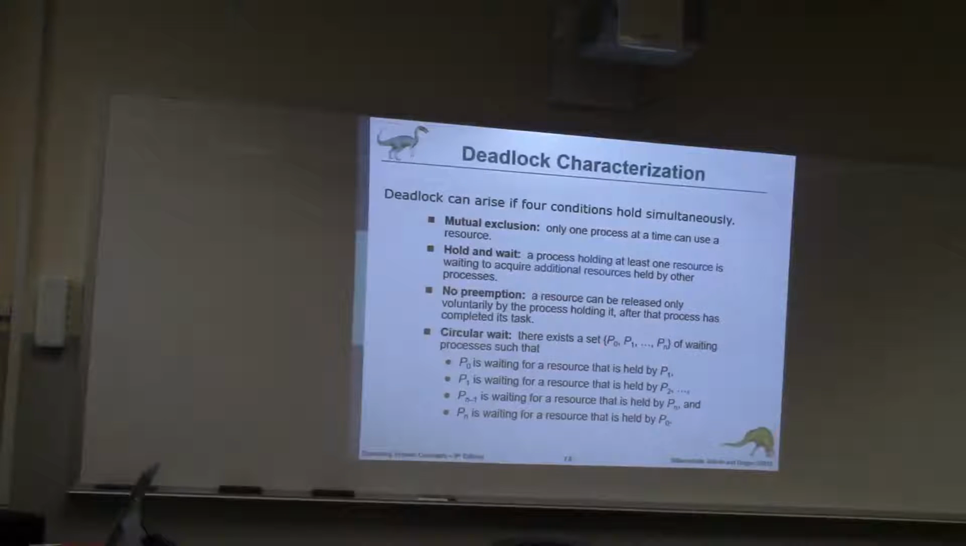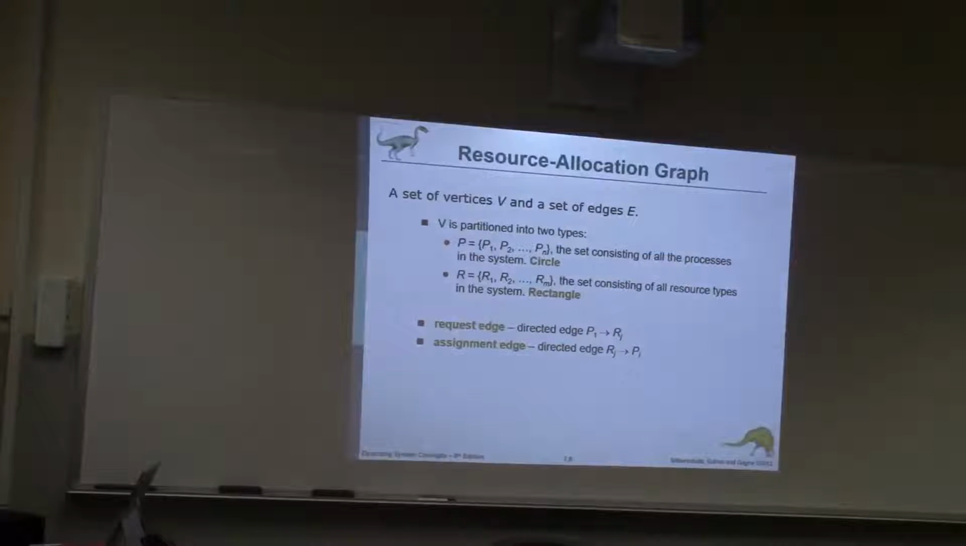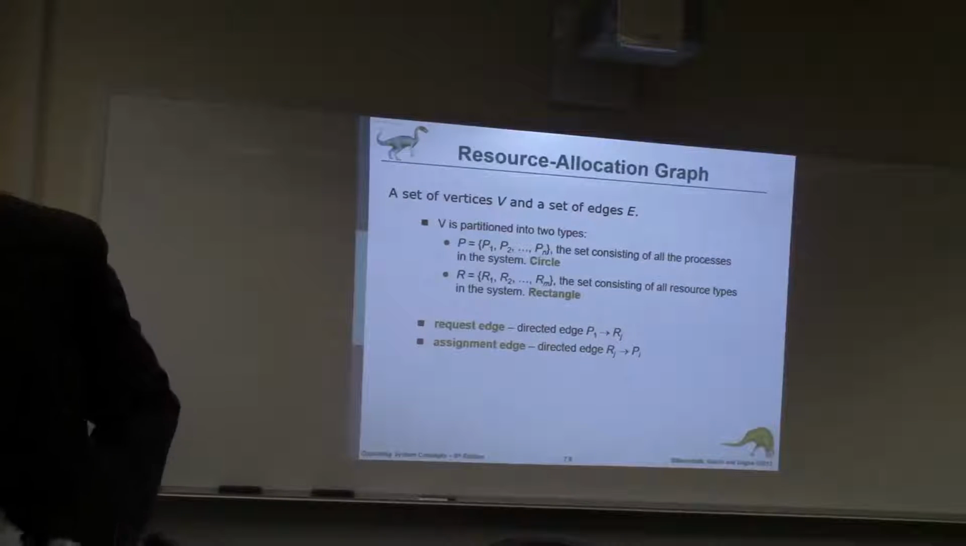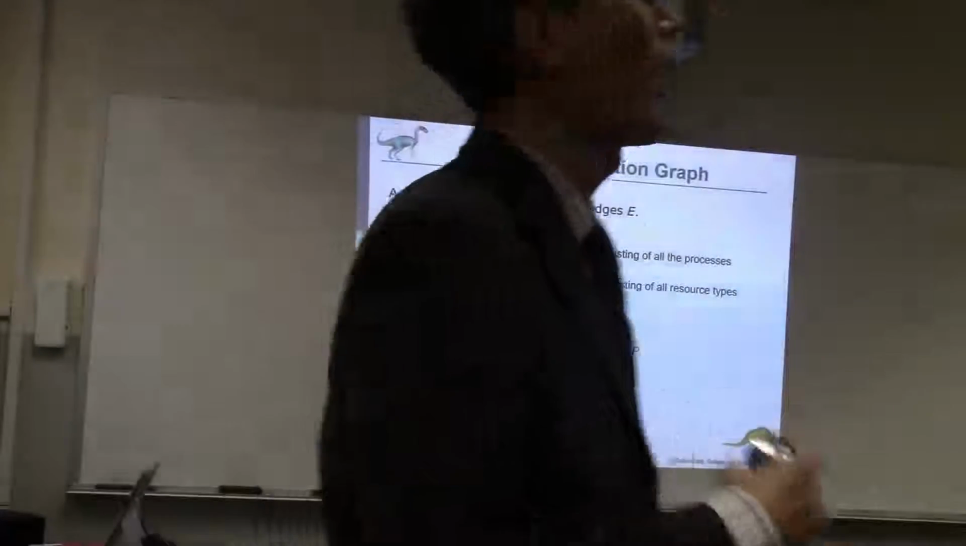So this is formally defined in case we have a number of processes and they are waiting for each other in a circular fashion. Okay, at that time we are going to consider the resource allocation graph, which is called RAG.